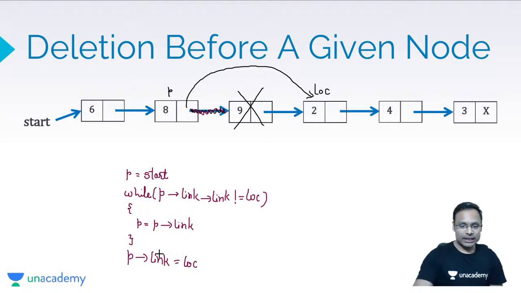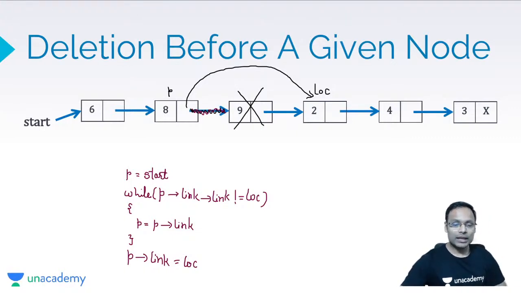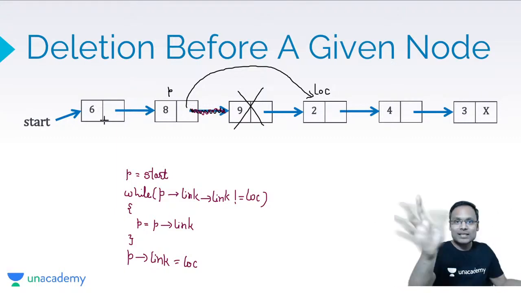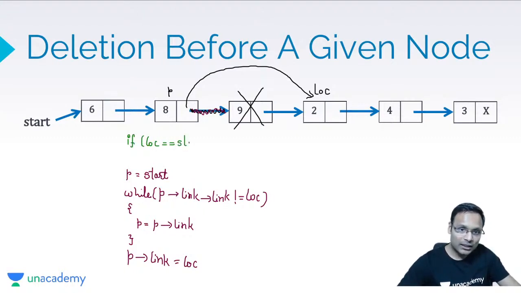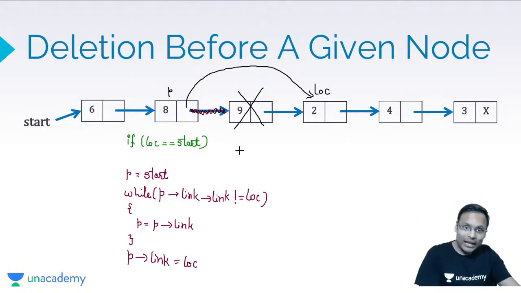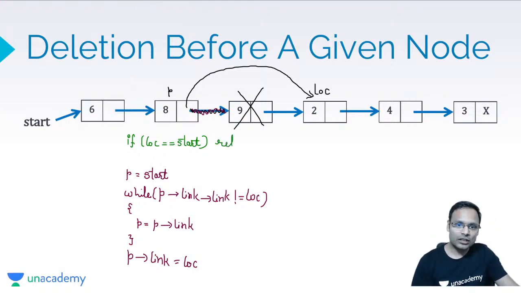But what is the base condition here? The base condition is: if LOC is the first node, then previous to this is nothing. So if I want to write the base condition, I will write if LOC is equal to start. In that particular case, I cannot delete the node before LOC. I'll have to just return.